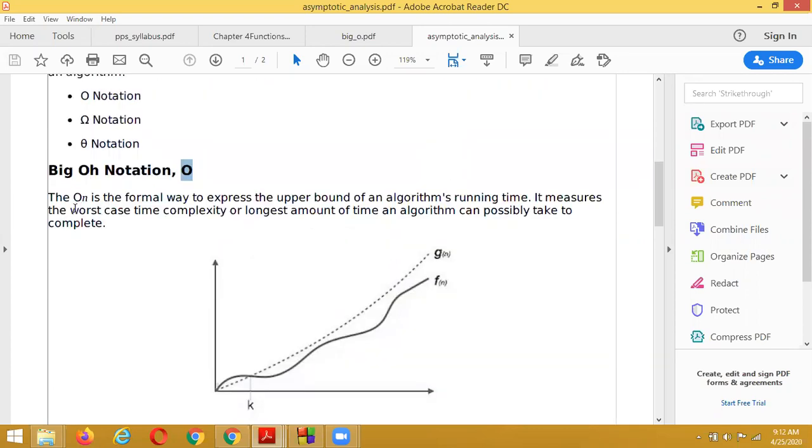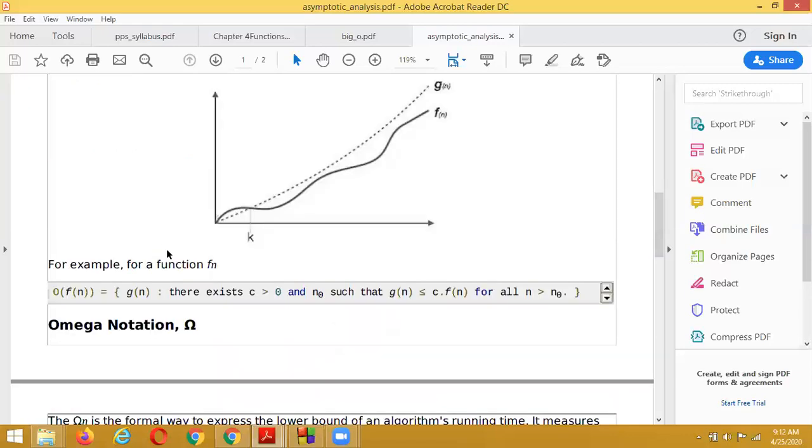What is the thing we need to remember? Big O means what is the thing we need to remember? Worst time complexity, we are going to call it big O.